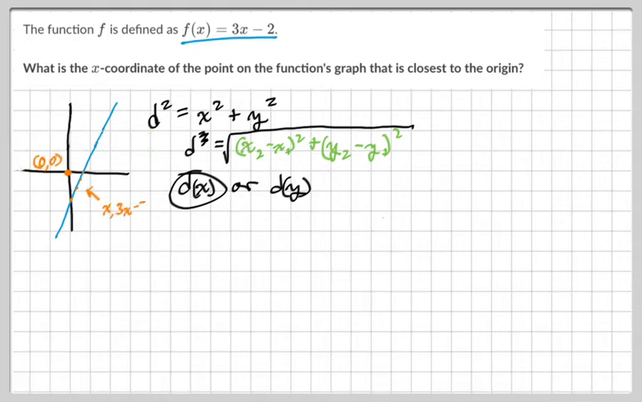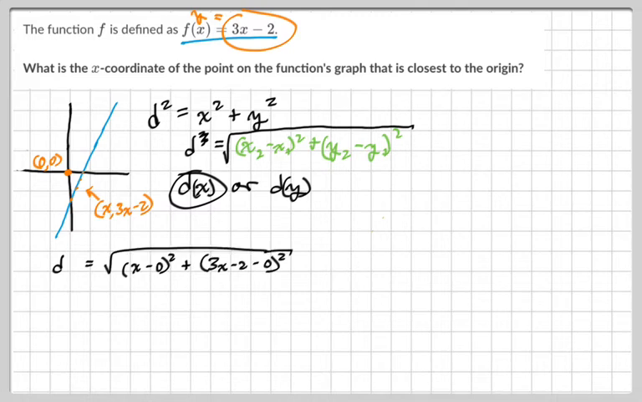I'm going to use 0, 0 as my origin because that's what it says right here. And then for my other point, I'm going to use x, but I'm not going to say y. I'm going to say 3x minus 2 because that's what they give us. They said that y is defined by x, where you multiply x by 3 and you subtract 2. And so now I can rewrite my distance formula with no y's. And this is what it looks like.